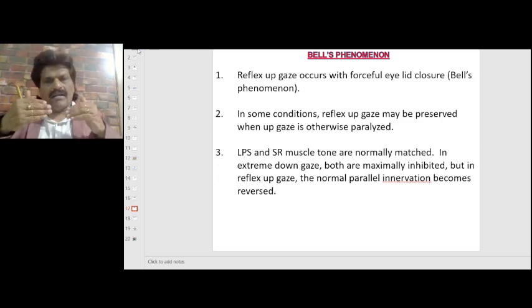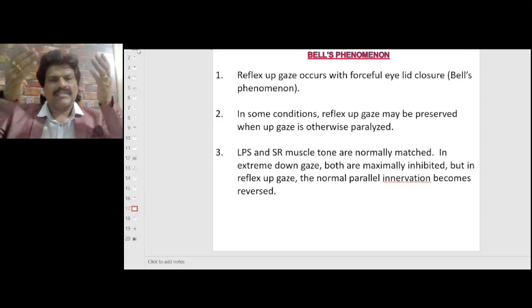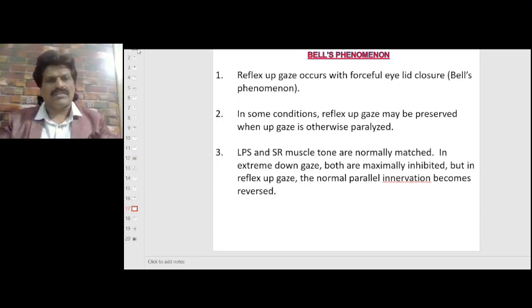The eyelid falls down, or there is drooping of the eyelid, but the eyeball moves upwards because they are tonically matched, but this time inversely. When they look upwards, they are inversely matched, and directly matched when they look downwards. So the levator palpebrae superioris and superior rectus muscle tones are normally matched. In extreme down gaze, both are maximally inhibited, but in reflex up gaze, the normal parallel innervation becomes reversed.